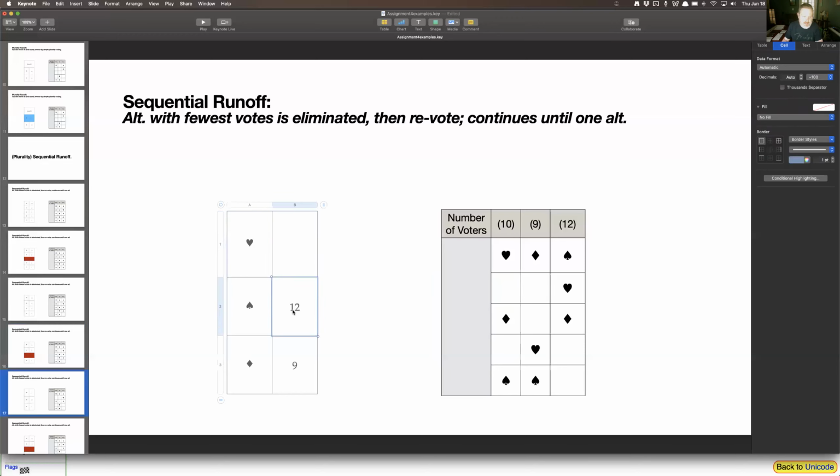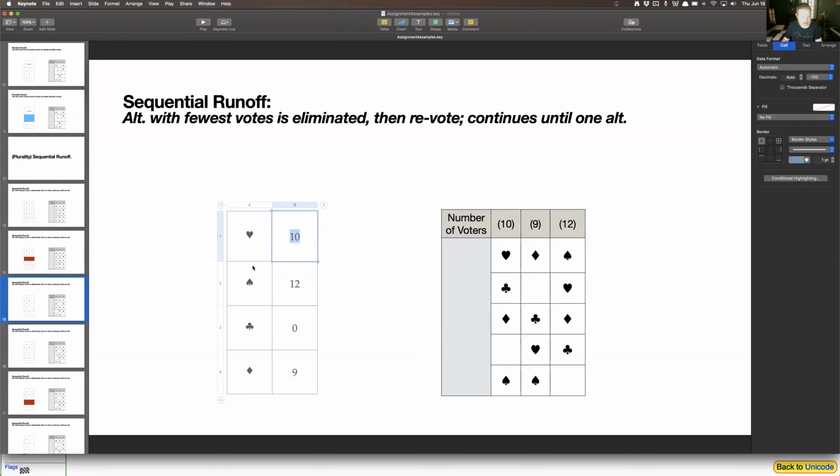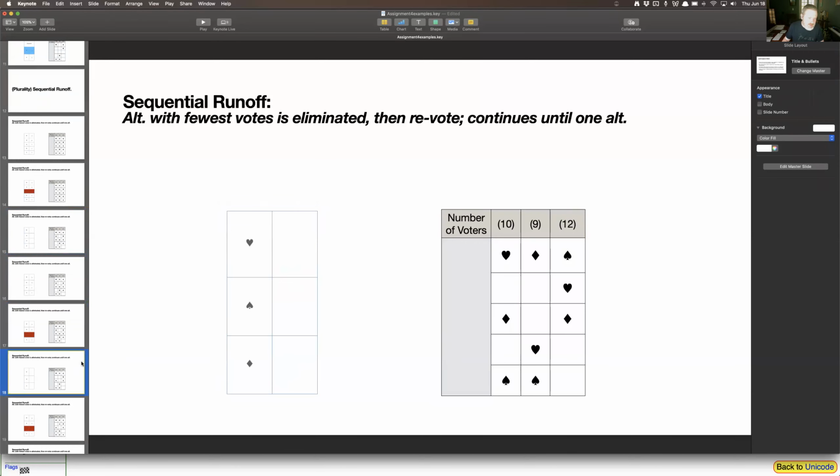I should delete these because we don't know what the vote's going to be yet. We haven't retaken that vote yet. Same thing here. I have to go back and redo it, but I will post these slides with these corrections so you guys will have them to work through.